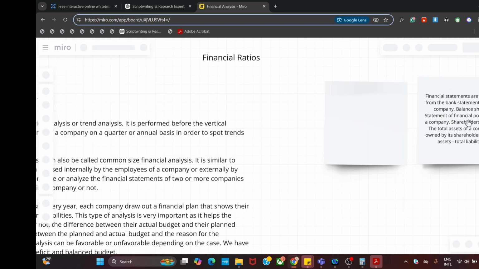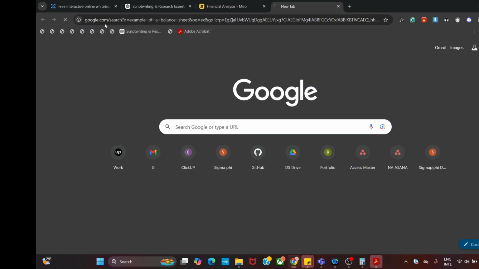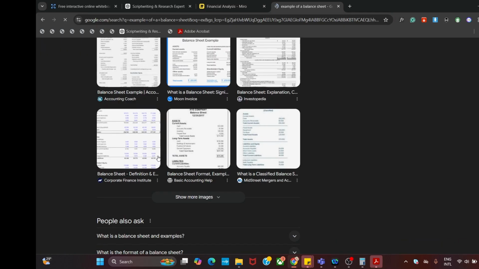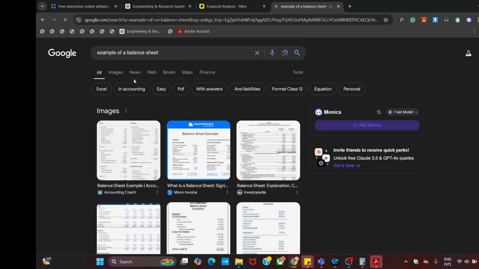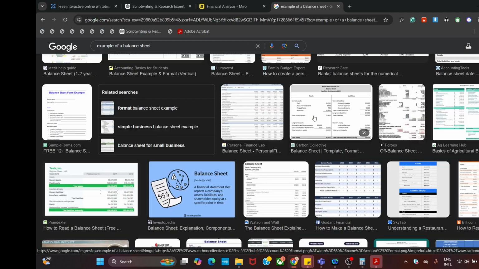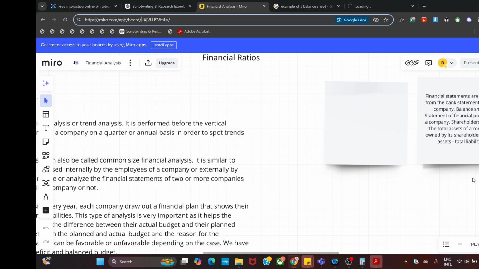So that's what the balance sheet is all about. Let's look for an example of a balance sheet here and try to understand what balance sheets mean. Let's just choose this. While that is opening up, let's go back to what we were saying. Like I said, the balance sheet gives a snapshot of the assets, liabilities, and shareholders' equity of the company.